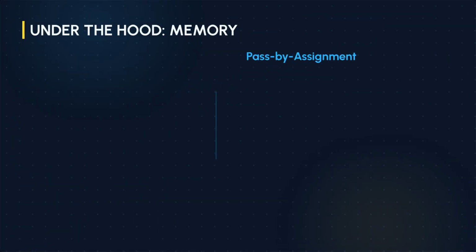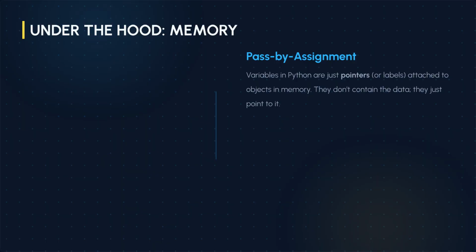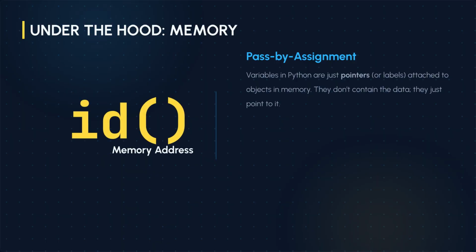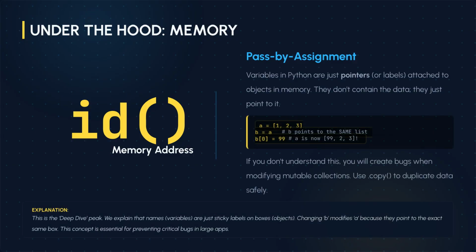Deep under the hood, variables are just pointers in a concept called pass-by assignment. They are labels pointing to an object's memory address, visible with the ID function. Changing a mutable object via one label changes it for all other labels pointing to the same address. Use .copy to safely duplicate data.